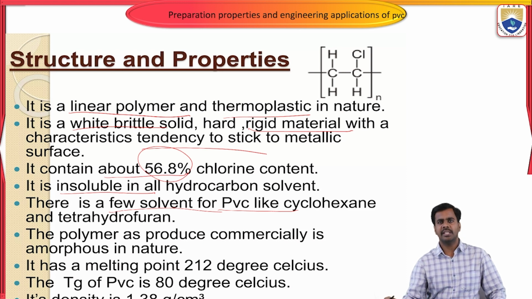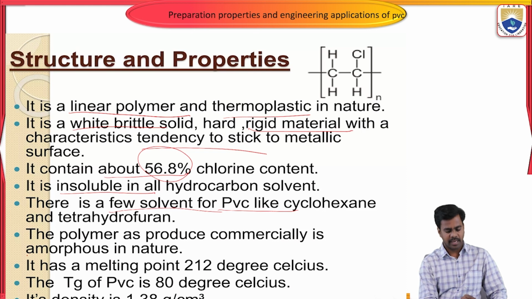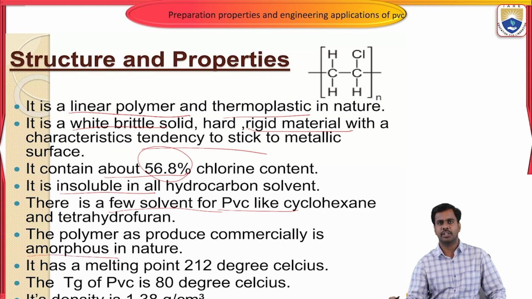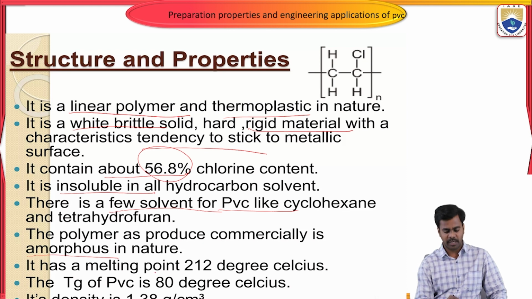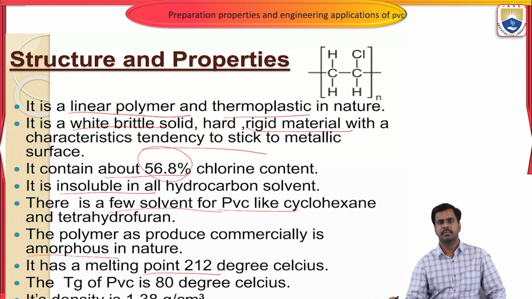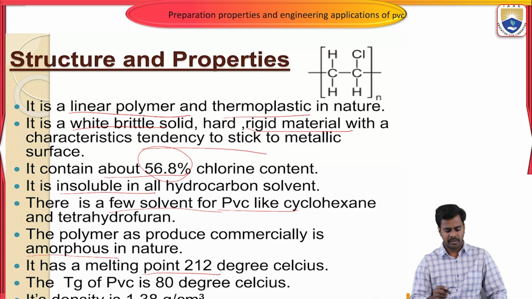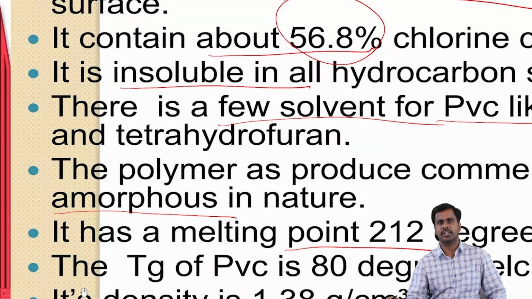And PVC, the polymer as produced commercially, is amorphous in nature. And coming to the melting point of PVC, 212 degrees Celsius. And Tg, glass transition temperature. So the glass transition temperature of PVC is 80 degrees Celsius.